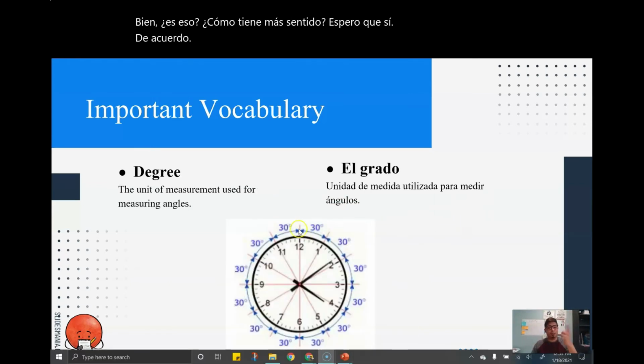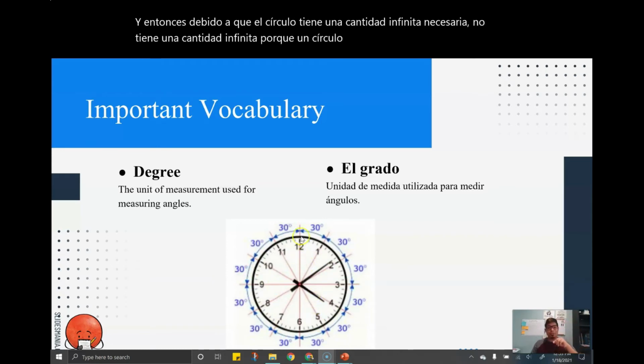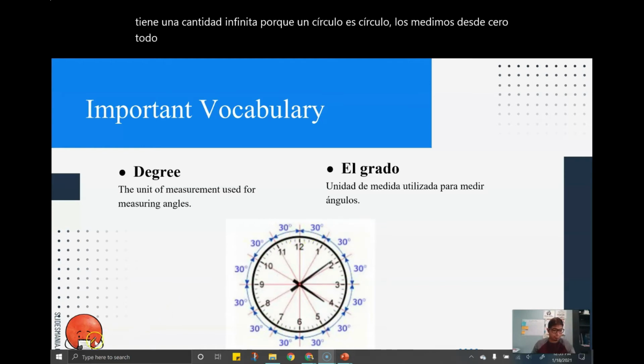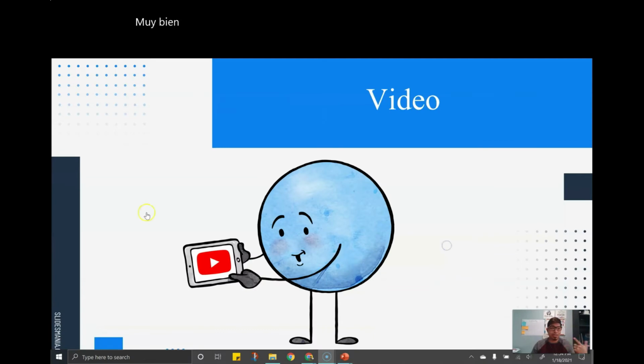Because a circle is a circle, we measure it from 0 and it goes all the way around to 360. Alright, so let's go ahead and look at a video.